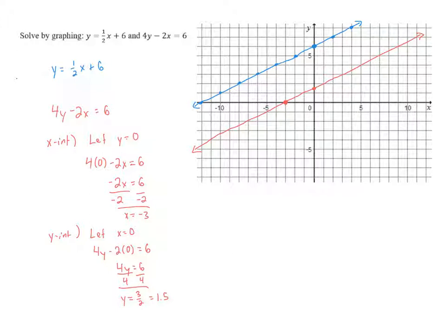If we look at that second line, it goes through the point negative 3, 0 and negative 1, 1. If we draw a little triangle there, we've got a rise of 1 and a run of 2. So it looks like that slope is also 1/2, just like the first one. That's enough for me to conclude that they're parallel. And we know that when the lines are parallel, there is no solution, which is what we're going to put here.